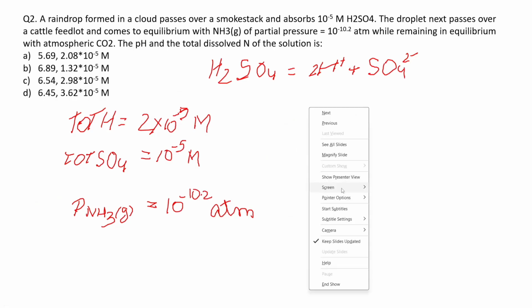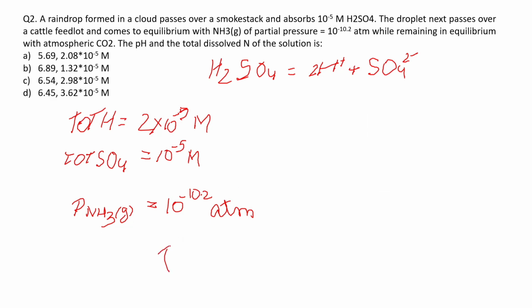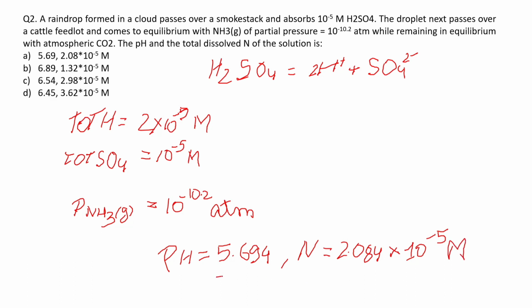So what we have calculated, let us write it down. So the pH was 5.694 and the overall concentration of dissolved nitrogen, it was 2.084 into 10 raised to the power minus 5 M. So this is the final pH and this is the final dissolved concentration of the nitrogen.